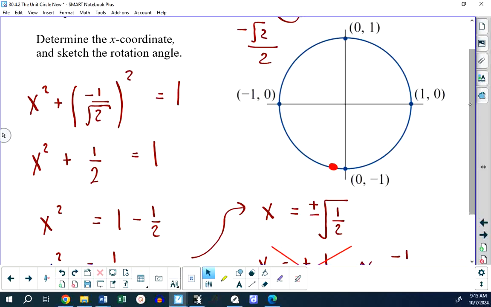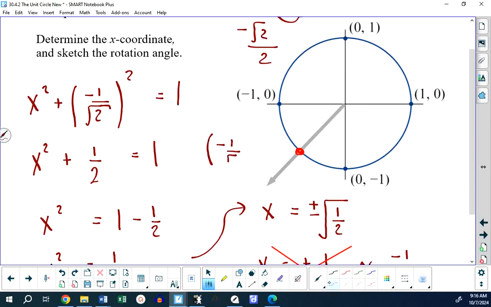This point will be exactly the same distance, angularly speaking, or along the arc. It doesn't matter how I describe it. Exactly the same distance from the x and y axis. So we can label the points here. The points are negative 1 over root 2, comma, negative 1 over root 2.